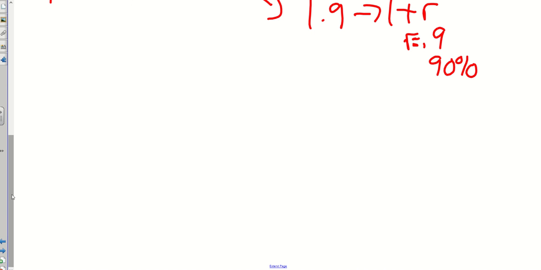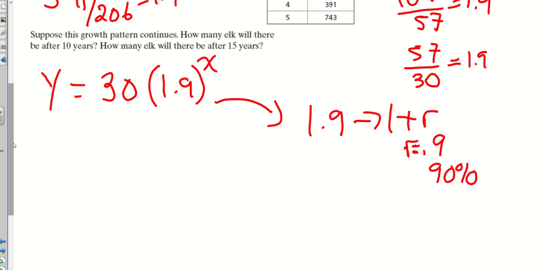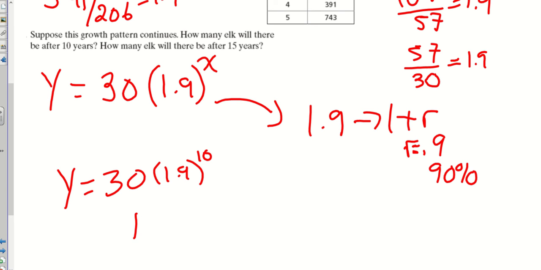So I'm going to use my model and replace the exponent with 10. Again, remembering to do the exponent part first, unless you have a calculator that can do it all in one step. I'm going to do 1.9 raised to the 10th power, times my starting amount, which is 30. And I find out that there will be 18,393 elk.